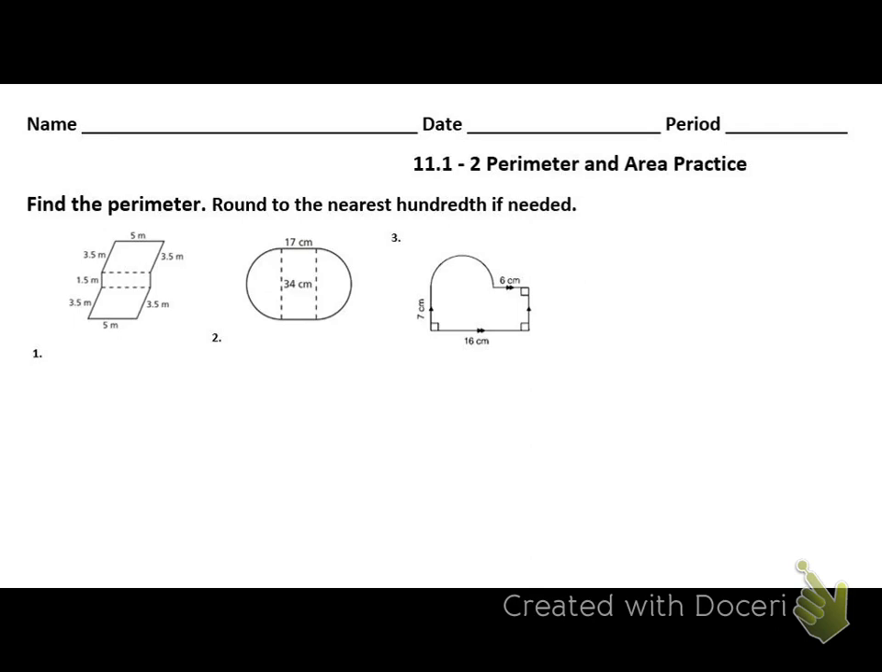That's about an area. But anyways, we're going to start with perimeter. To remind you, perimeter is the distance around a shape. So you're going to add all the sides. I'm going to write over here. We're going to add all the sides.